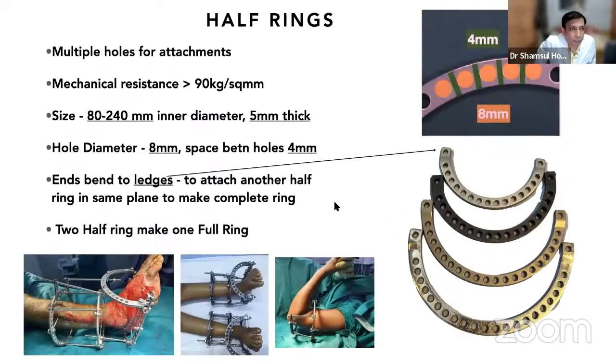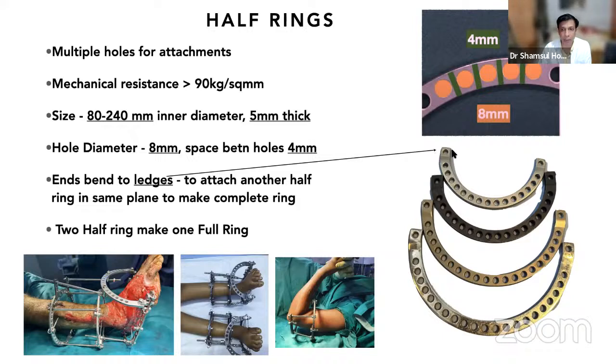Regarding the half rings, the half rings have multiple holes for attachments. They have a mechanical resistance of greater than 90 kg per square millimeter, and the sizes vary from 80 to 240 millimeter inner diameter. These are usually 5 millimeters thick, and the hole diameter is around 8 millimeter each. Space between the holes is 4 millimeter, and the ends bend to ledges to attach another half of the ring in the same plane to make a complete ring.